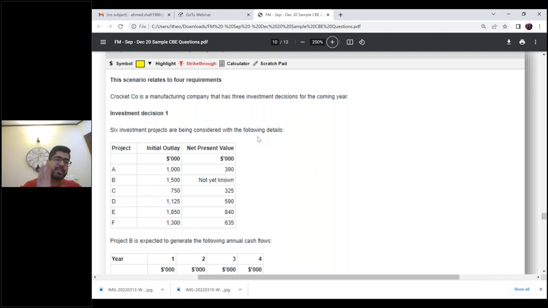Project C's initial outlay is 750,000, NPV 325,000. D is 1,125,000 and 590,000. E is 850,000 and the NPV is 840,000, and F is 1,300,000 and 635,000. Out of all six projects, the NPV is given for A, C, D, E and F, but project B's NPV is not given. Since it is not given, you should be prepared that the question will ask you to calculate project B's NPV.